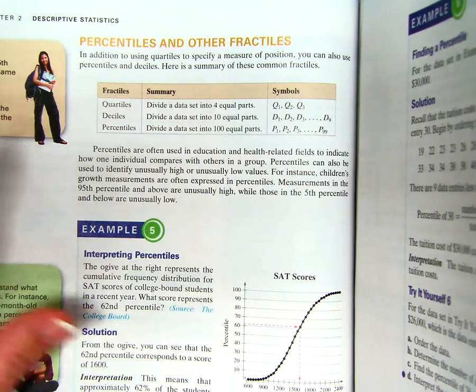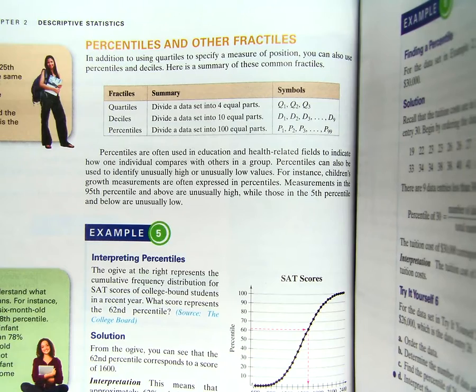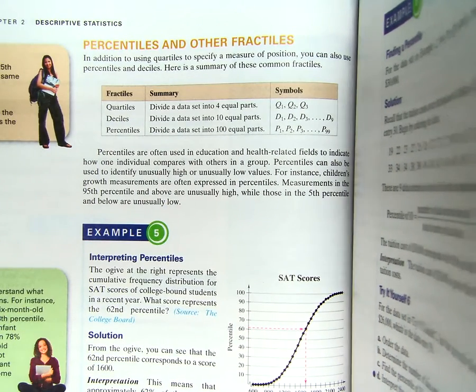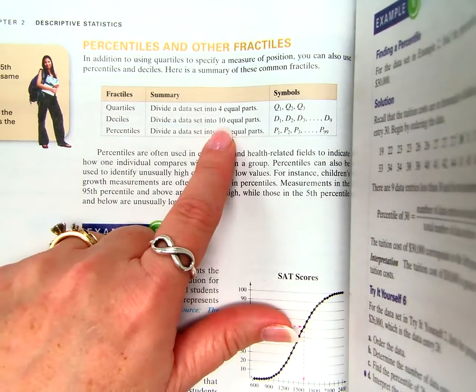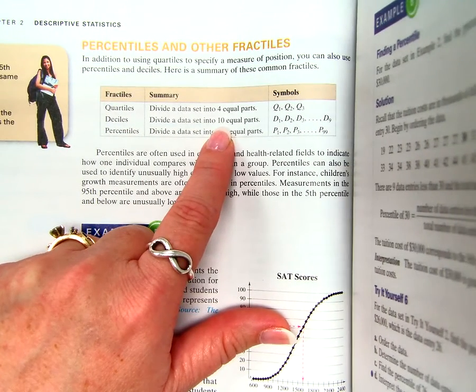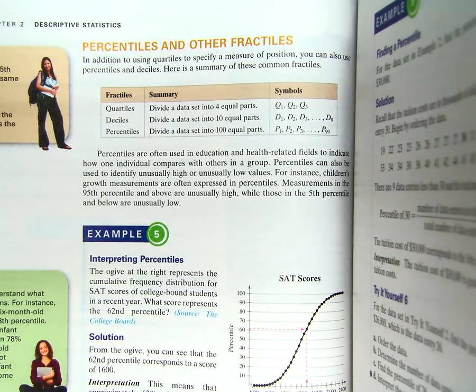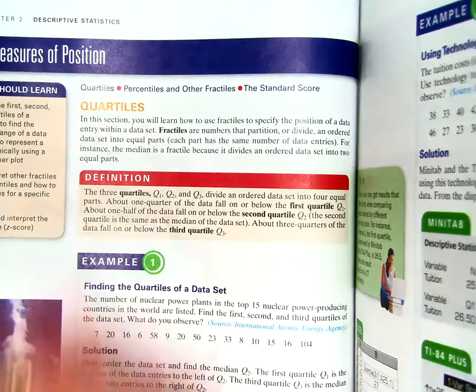We obviously don't want to do percentiles if we only have like 20 pieces of data, right? Because it's going to divide it into 100 equal parts. That's when you have a whole lot of data. Deciles, again, you don't want to just have 20 pieces of data because that's only 2 pieces of data in each part, and that doesn't really tell us a whole lot. So we talk mostly about quartiles.